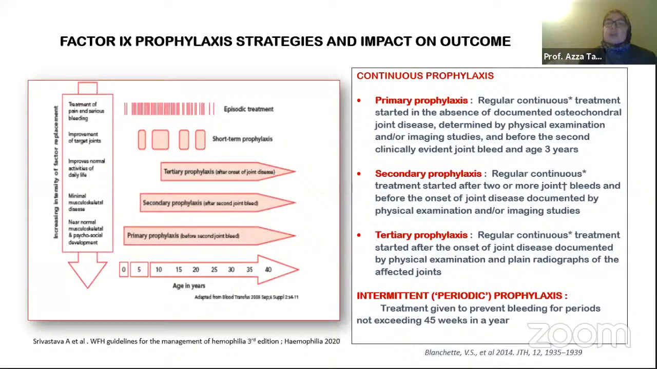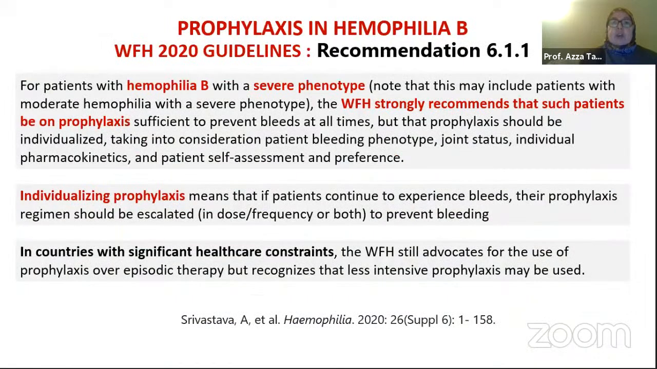Secondary prophylaxis, it is regular continuous before any osteochondral destruction after the second joint bleed, and you want to keep minimal musculoskeletal disease. The tertiary, when you already have an osteochondral joint affection and your aim is to improve normal activities and daily life. But the intermittent, which is given less than 45 weeks in the year or less, your aim is just to improve the target joints. On-demand treatment is just to decrease the pain and serious bleeding. It has no other value.